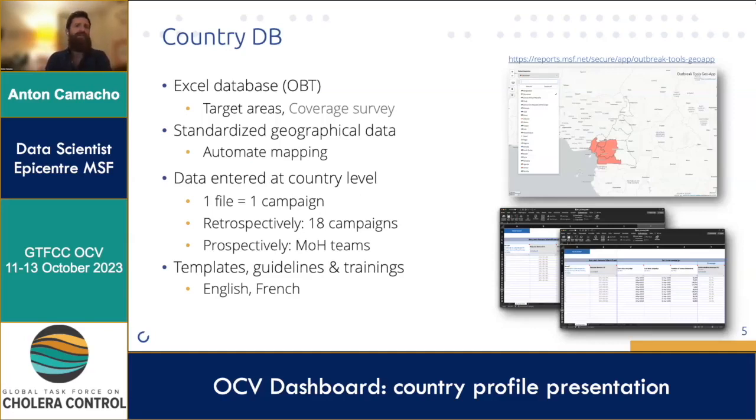The first one is to describe the target areas, and the second one is to collect data about coverage survey. So I'm not going to go into detail about the coverage survey because this is still work in progress. But the important thing to note is that in order to collect target areas and be able to then automatically map this information, you need some standardized geographical information. And so we are using a web application that we have developed, that you can see on the screen on the right, and that allows the country to select the zone where the vaccination campaign will take place.